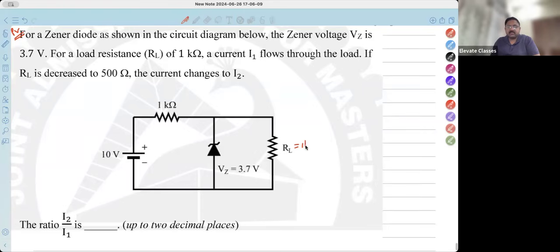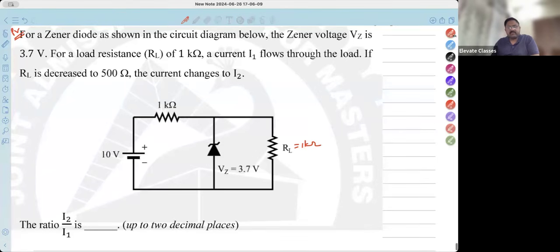For a load resistance of 1 kilo ohm, a current I1 flows through the load. If RL is 1K, the current flowing is I1. Next, if the load resistance is decreased to 500 ohms, the current changes to I2. The question is simply: find the ratio I2 upon I1.